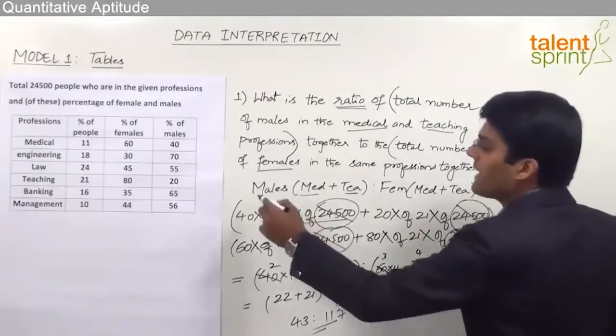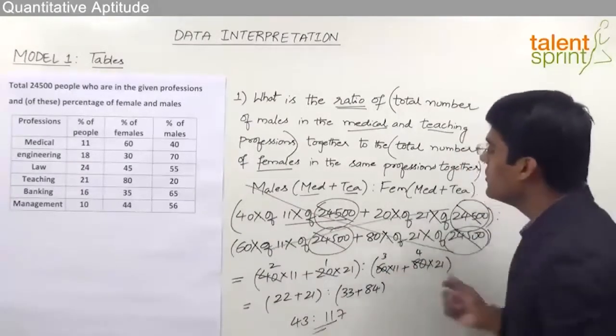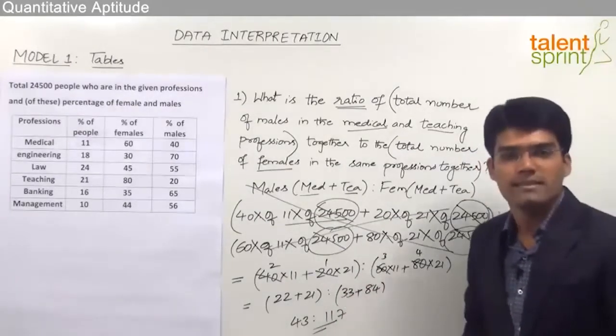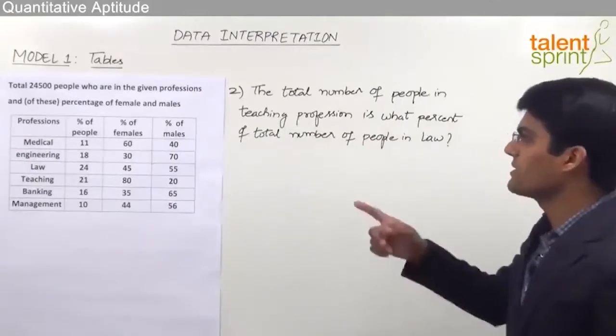Remember, you do not write this step in the exam. Directly you should be able to take this in the simplification and simplify that to get the required answer. Let us now take the second question for the given table.